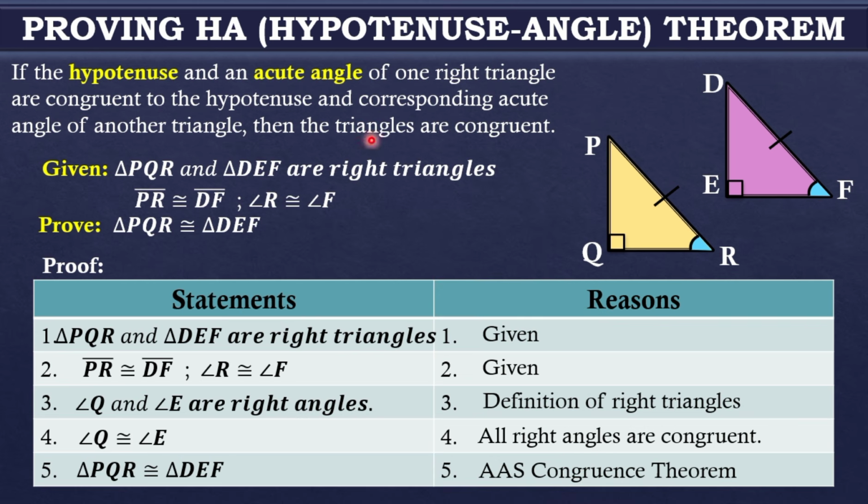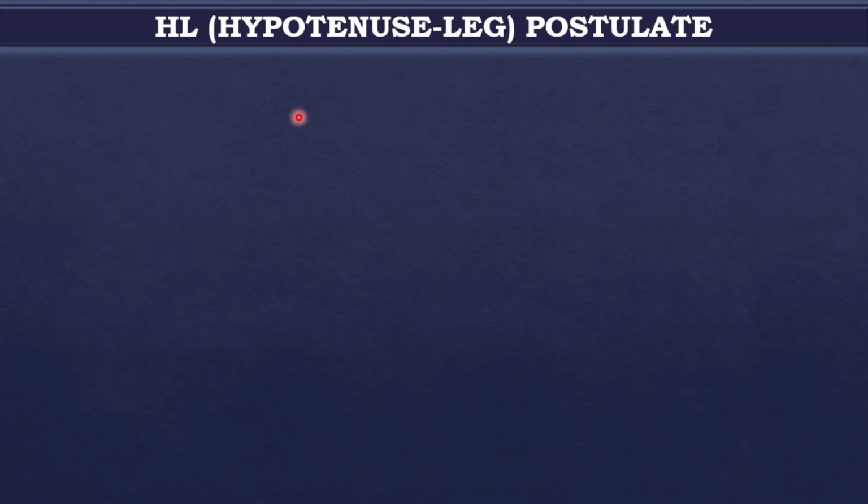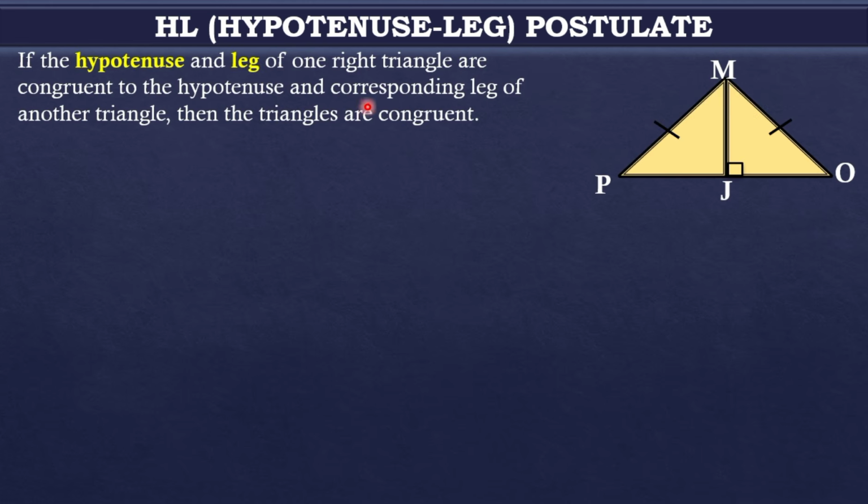So, we have proved the hypotenuse-angle theorem, that these triangles are congruent by the AAS congruence theorem. Next, let's have an example. I have here the HL or hypotenuse-leg postulate. This is about the hypotenuse: if the hypotenuse and leg of one right triangle is congruent to the hypotenuse and corresponding leg of another right triangle, then the triangles are congruent.